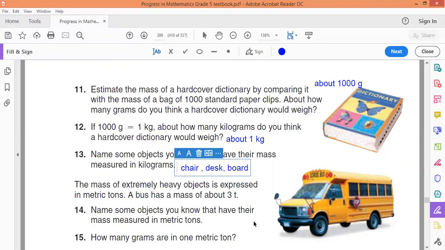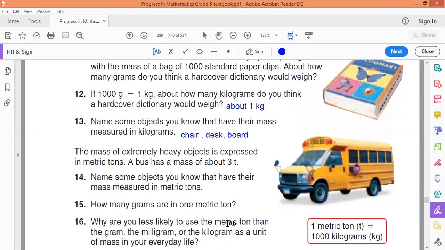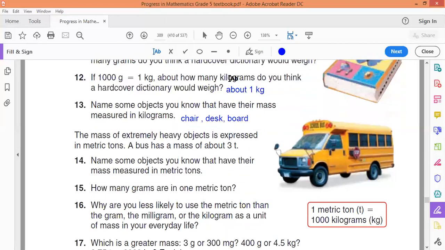Okay, next one. Question number 8. Ahmed, read it and tell me the answers because we don't have much time. The mass of extremely heavy objects is expressed in metric tons. A bus has a mass of about 3 t. Name some objects you know that have their mass measured in metric tons. A car, a truck and a bus. Very good.